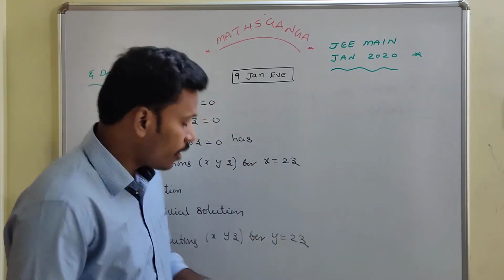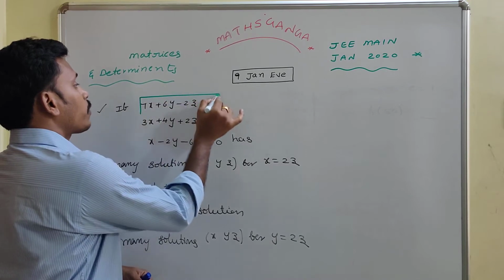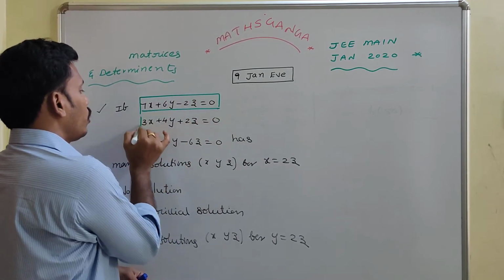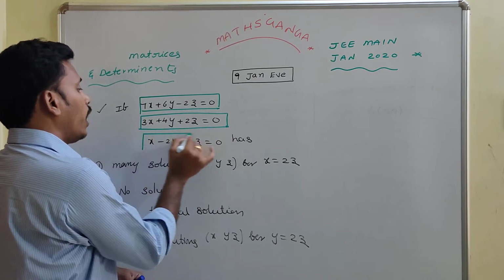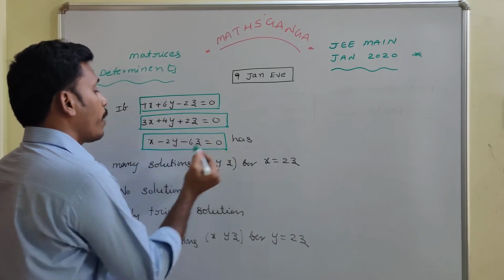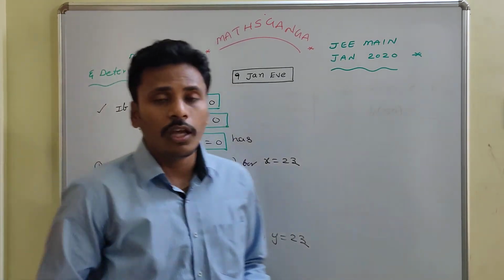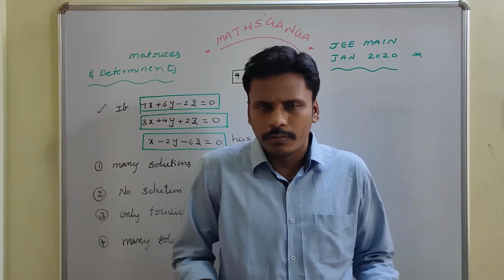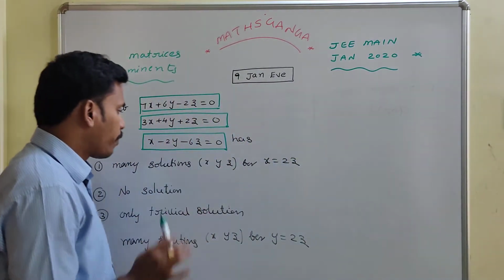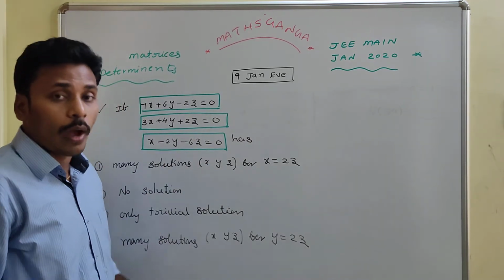Right now look there, the problem involves three linear equations. One is 7x plus 6y minus 2z is equal to 0, the other is 3x plus 4y plus 2z is equal to 0, and the third one is x minus 2y minus 6z is equal to 0. Look there, the constants are zeros in these three, so usually we call them homogeneous equations. But don't bother about that. Now the problem is, we need to identify how many solutions this system has.